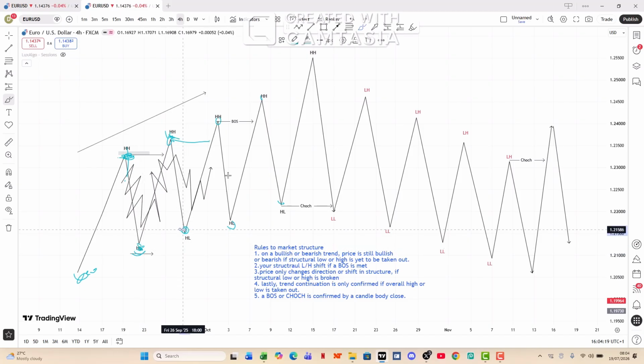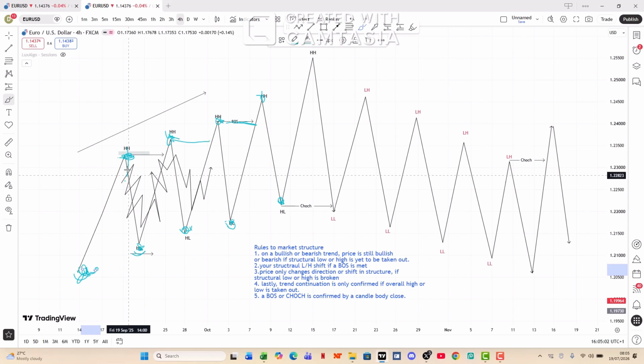All right. So after this break again, after confirming this break of structure right here, your structural low shifts again from this low to this low. So after this break also, your structural low shifts from this low to this low. So you don't confirm your change. So this rule just helps to identify change of character quickly, because some people might be waiting for this low or this low to be broken to confirm their change of character. So your structural low moves as price moves also.